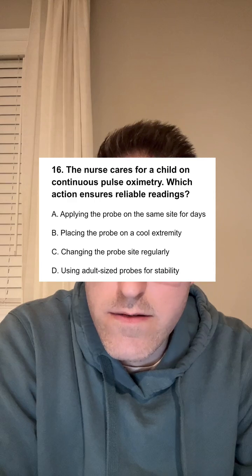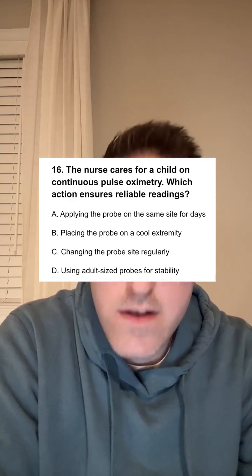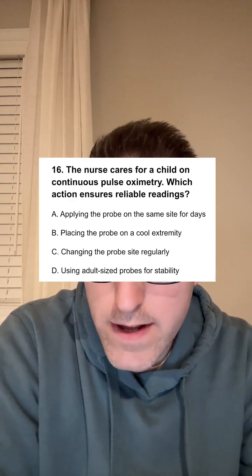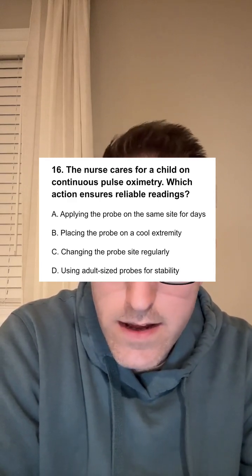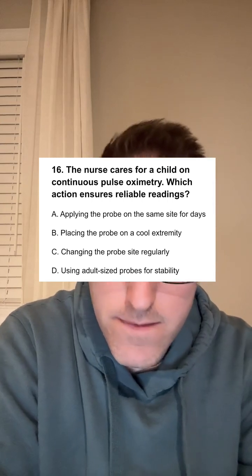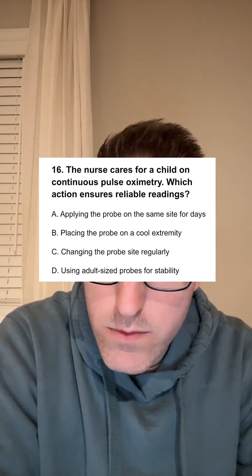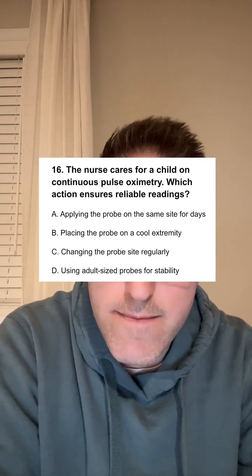You guys are just devouring C right now, and you would be correct. All right, so changing the site, so the site rotation prevents skin breakdown and inaccurate readings. All right, it's not A because that will cause burns or breakdown.